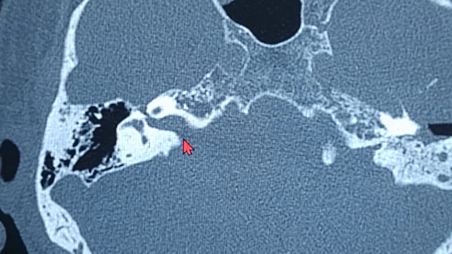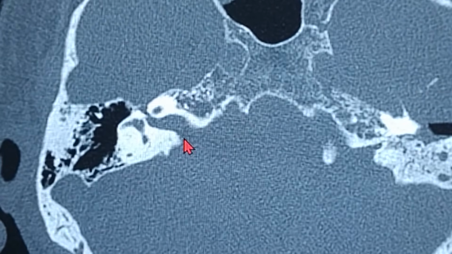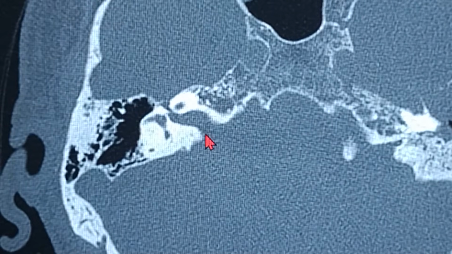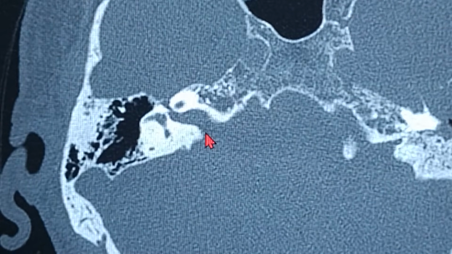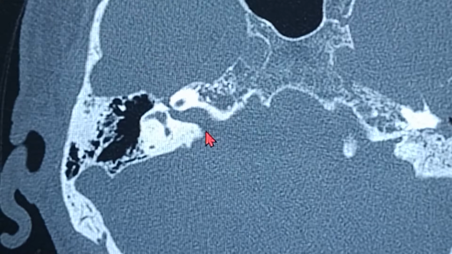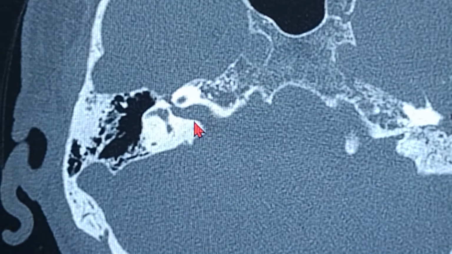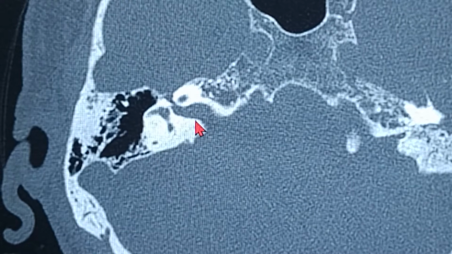So what is the significance of the internal acoustic canal? Now, as we all know, it has the 7th and the 8th cranial nerve and the superior and the inferior vestibular nerve. Okay, so we all know that there are 4 quadrants in the internal acoustic canal from below above.